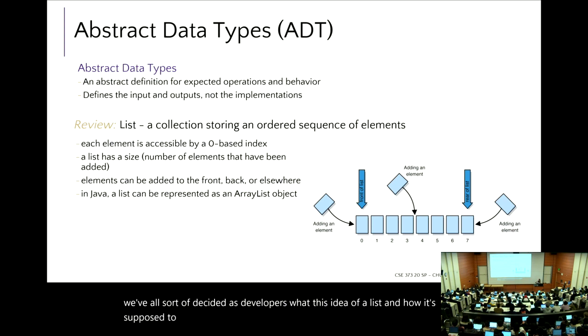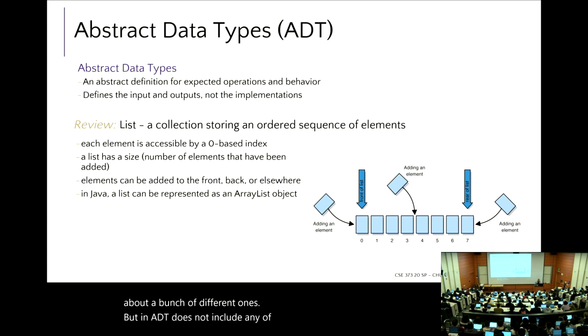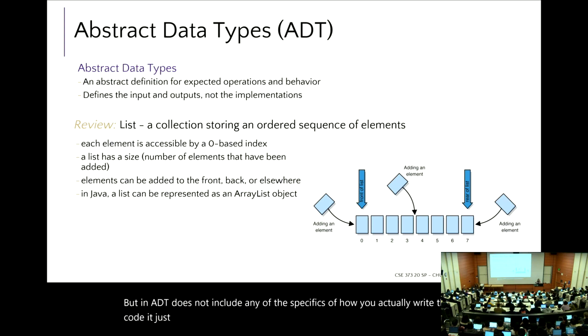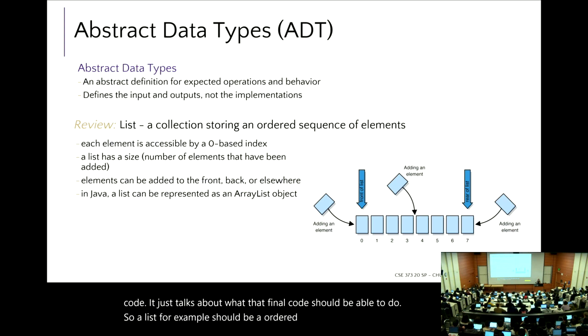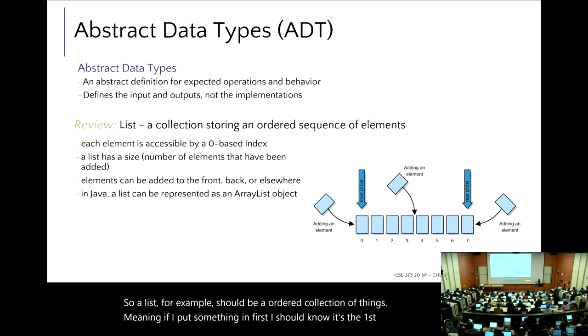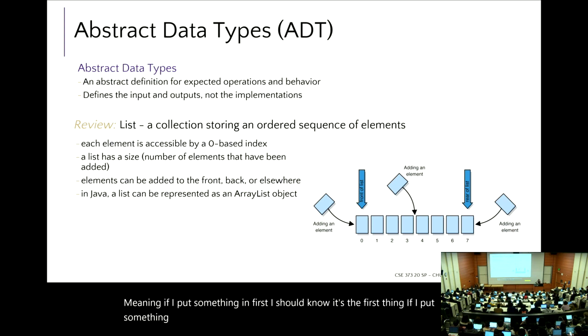We actually have this for a number of different names, and we're going to learn about a bunch of different ones. But an ADT does not include any of the specifics of how you actually write the code. It just talks about what that final code should be able to do. So a list, for example, should be an ordered collection of things. Meaning, if I put something in first, I should know it's the first thing. If I put something in after that first thing, I should know it comes after that second thing.